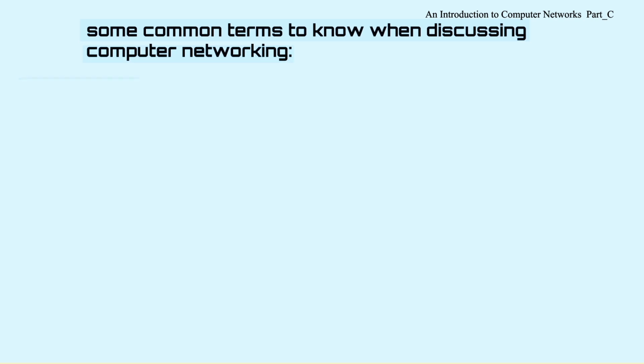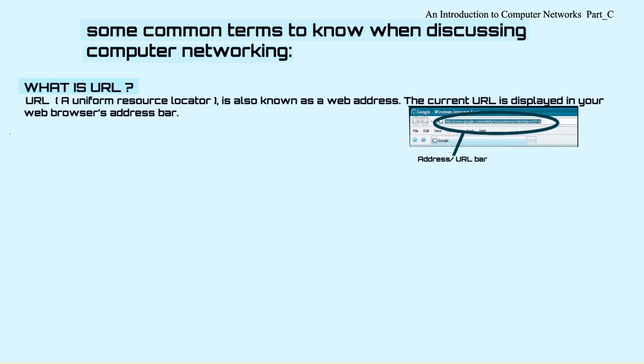What is a URL? A URL, a uniform resource locator, is also known as a web address. Simple.